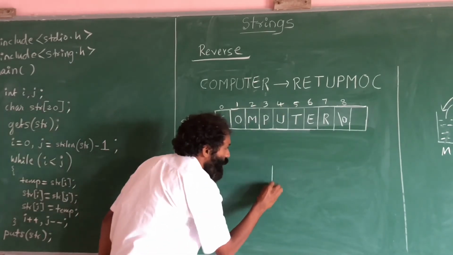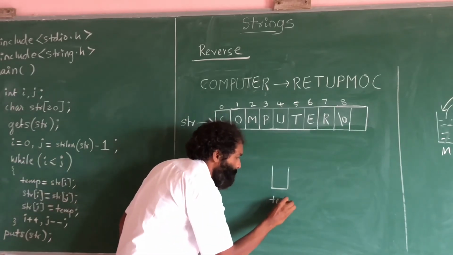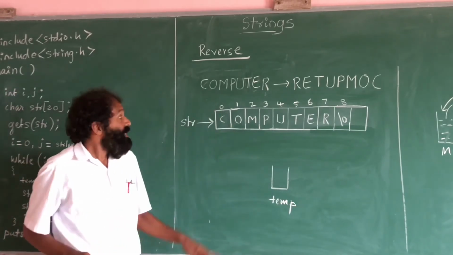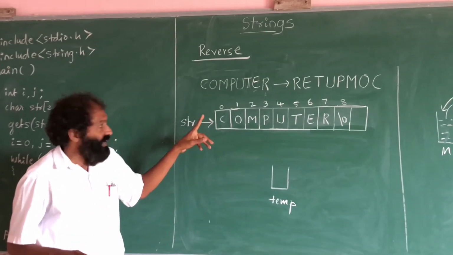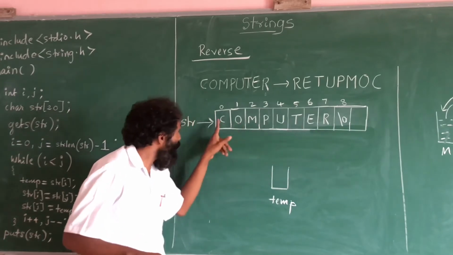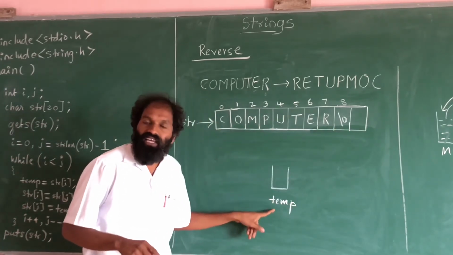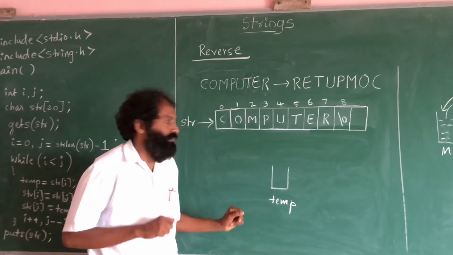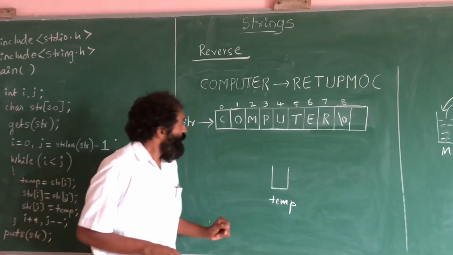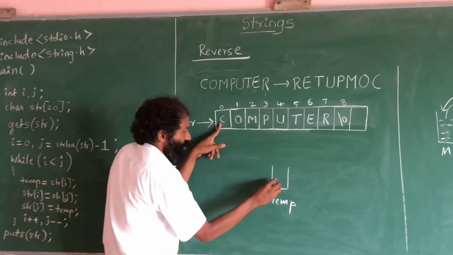Here you need to take one variable, that is temp. Remember, this is a character array. These are characters. So the temporary variable, whatever you take, that should be character only. It should be a character variable. Okay, fine. See, this you need to put here. C.